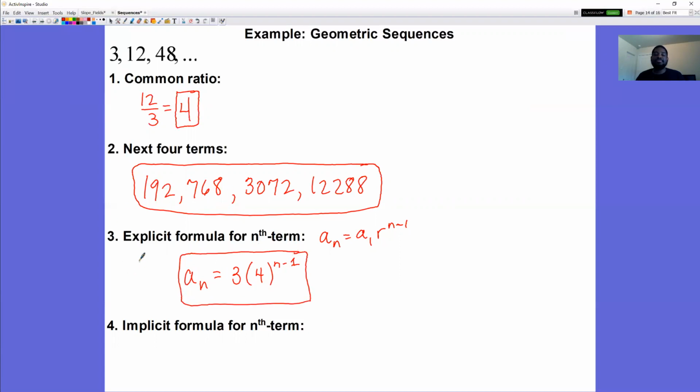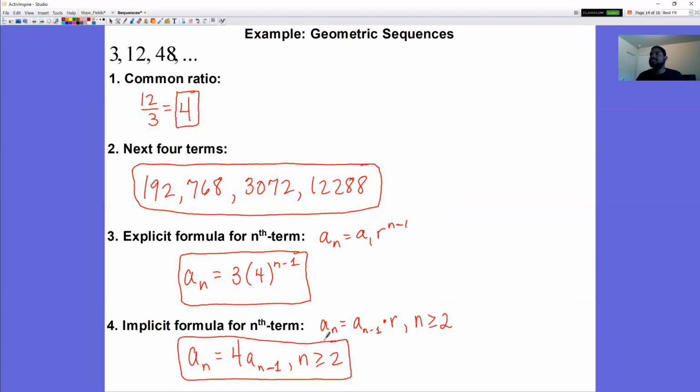And for 4, we want the implicit formula for the nth term. So that's given as a_n equals a_(n-1) times r. And we need n to be greater than or equal to 2. So our implicit formula for a_n is 4 times a_(n-1) for n greater than or equal to 2. And that is our last example for this video.